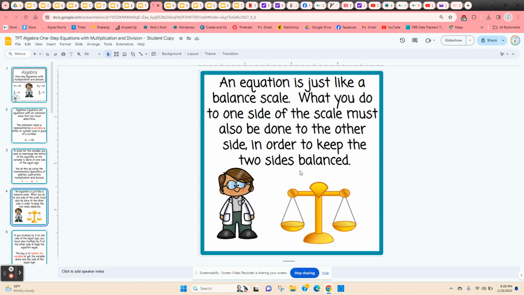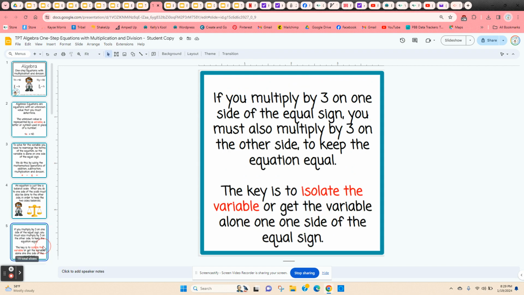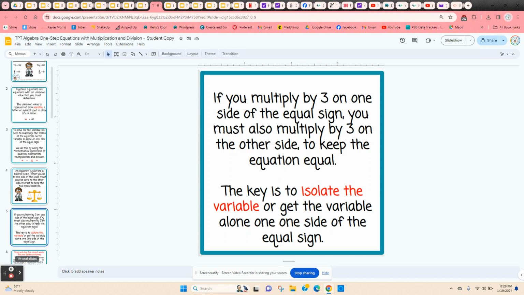So then it explains an equation is like a balance scale. So you can see the picture here. And the two sides have to stay balanced. So whatever you do to one side of the equation, you have to do exactly the same thing to the other side to keep it balanced. So the key is to isolate the variable, or get the variable alone on one side.